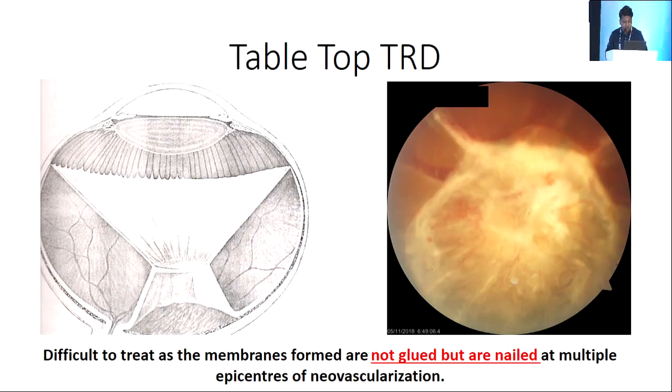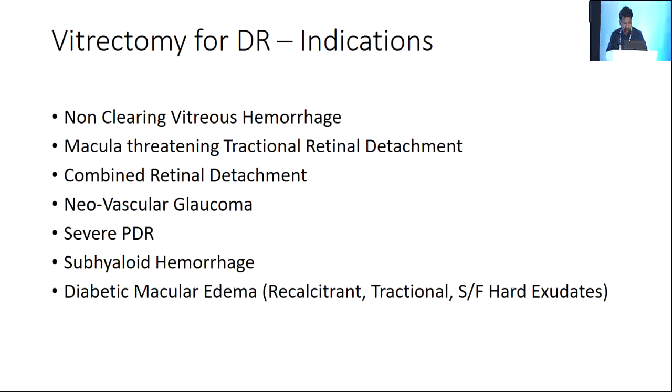It is difficult to treat these membranes, and the difference from retinal detachment is basically that these membranes are not glued and you just can't pull on them, but they are sort of nailed at multiple epicenters of neovascularization. And you have to go around those nails to remove all this growing tissue.